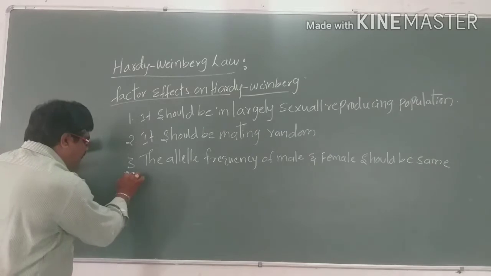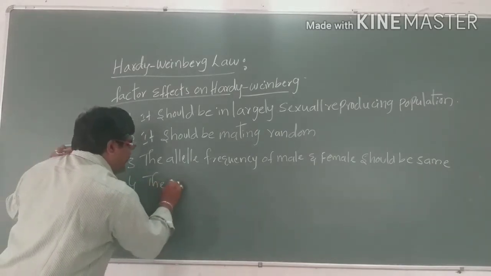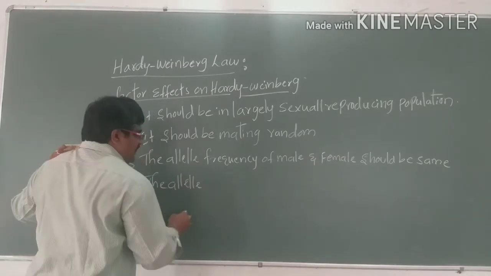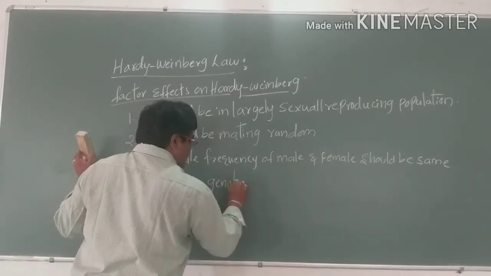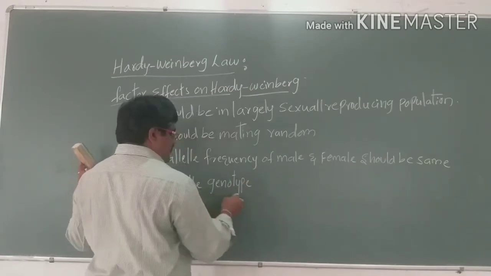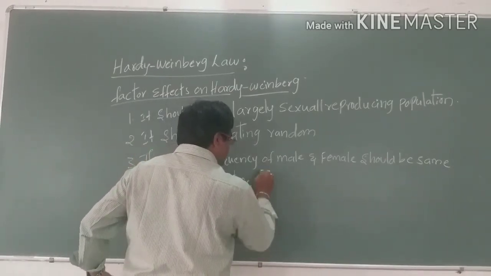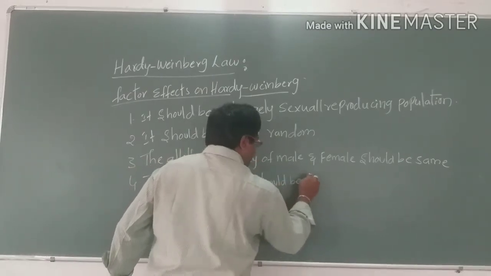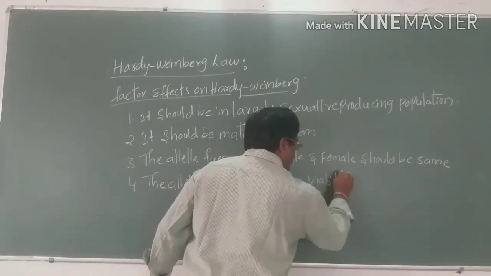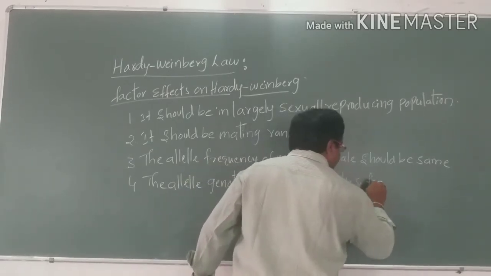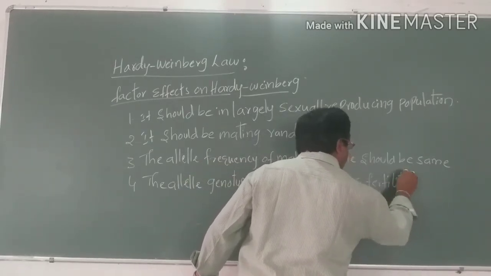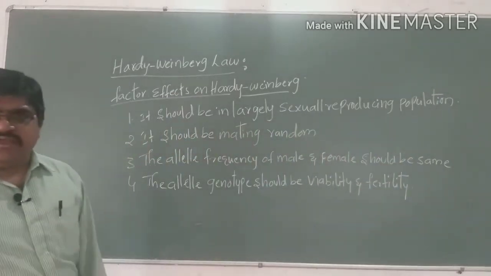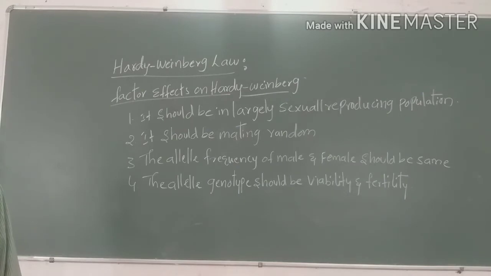The fourth one is the allele genotype, which should have viability and fertility. And the last one shows that the evolution factors such as mutation, migration and selection should not occur. So evolution occurs only when equilibrium is altered.